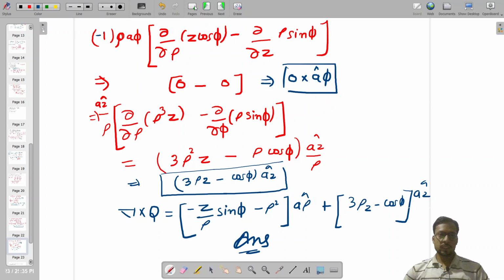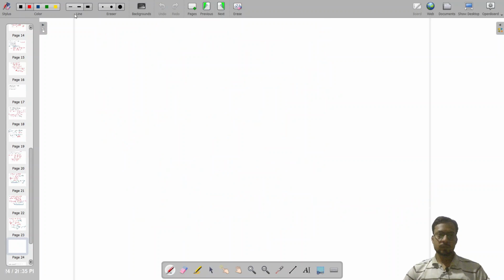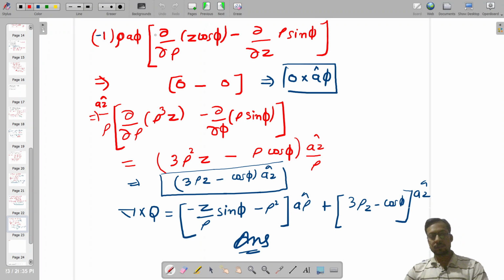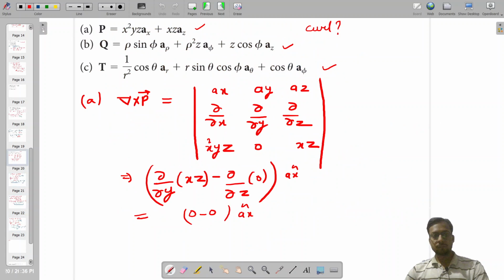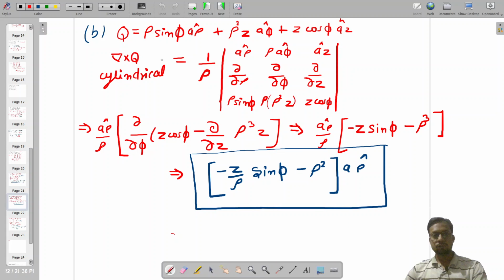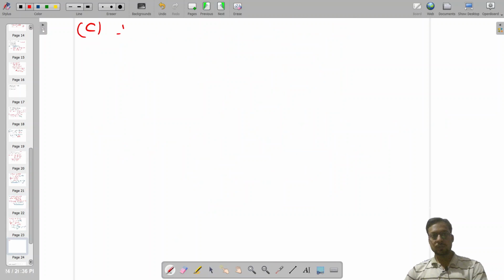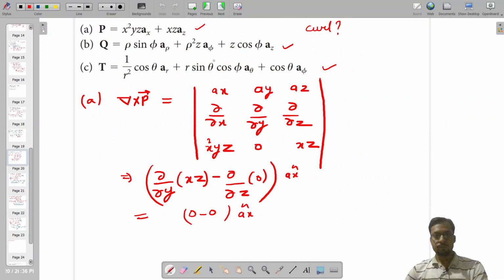Now the last option, the C question. This equation is in spherical. So this is in spherical: 1 upon r square cos theta a r plus r sin theta cos phi, r sin theta cos phi, and cos theta.